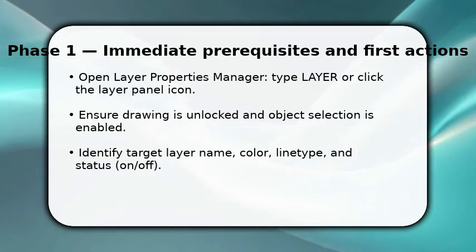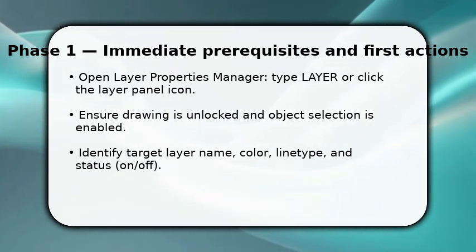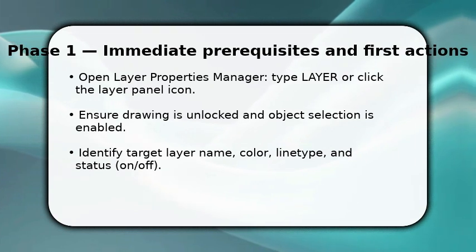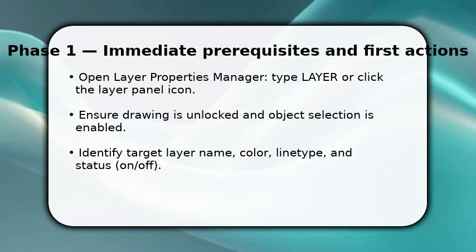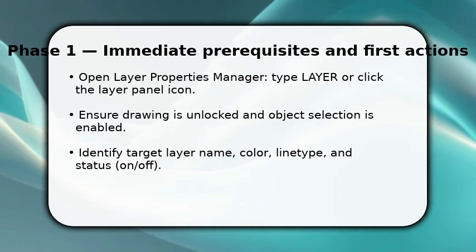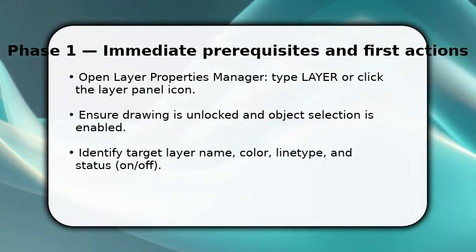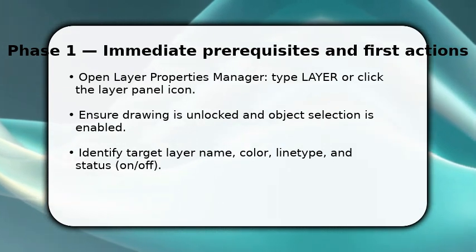You start by opening the Layer Properties Manager right away. Type Layer or click the Layer panel icon. Once done, make sure the drawing is not locked and Object Selection is on so you can change layers without interruption. Identify the exact layer name you want to use, confirm its color and line type, and check whether it is on and thawed. These prerequisites avoid surprises when you switch layers.